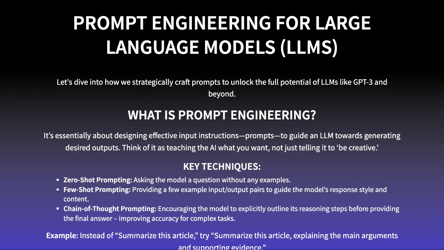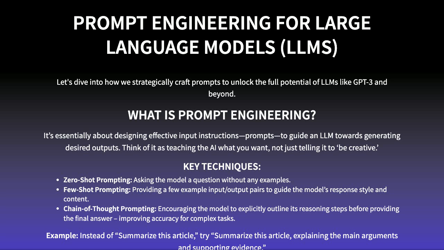Okay, let's talk about how we actually talk to these powerful AI models. Prompt engineering is all about designing the perfect instructions, or prompts, to get the best results from LLMs like GPT. It's not just asking a question, it's carefully shaping your request. We can start with zero-shot prompting, which is giving the model a task without showing any examples. Then there's few-shot prompting, where we provide a couple of good examples to show it what kind of response we're looking for.